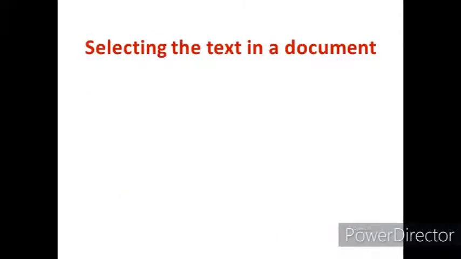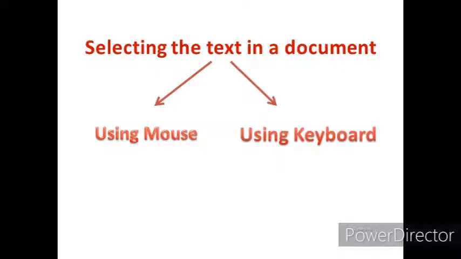Now first is selecting the text in a document. Before making any change to a text other than typing, you will have to select it. There are two methods of selecting the text, by using the mouse and by using the keyboard. Now on my laptop screen, I will explain how to select the text.